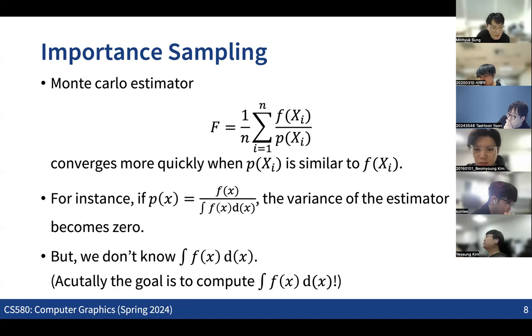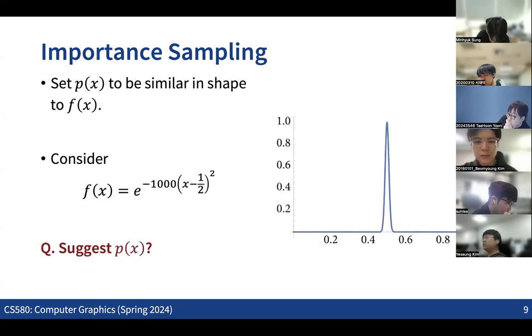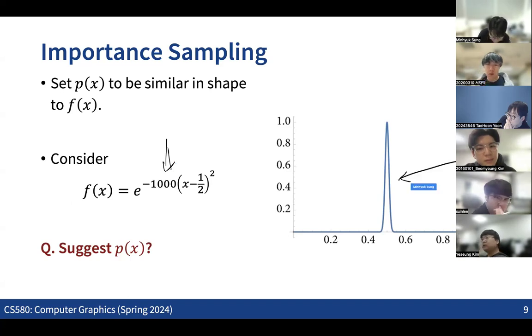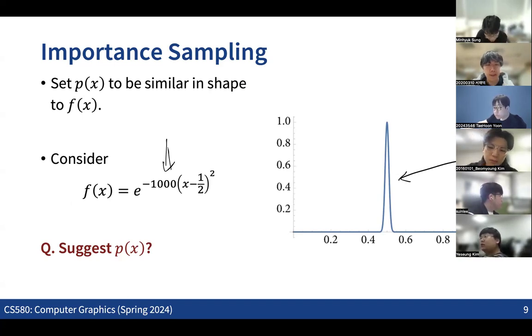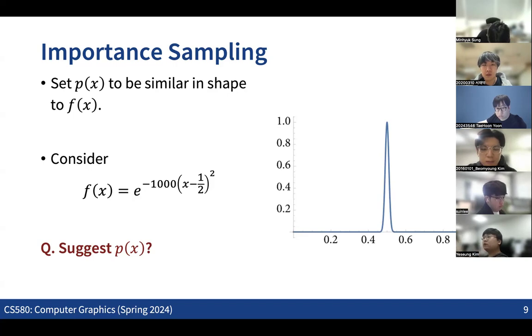So let's do a simple exercise with this kind of function. Let's say we have this kind of shape. Let's assume that we don't know the analytic form of this function. We just have a sense that the shape of the function will look like this. When you have this very weak information about the function, how can we define a simple probability density function that has a similar shape to this, in terms of decreasing the variance? Do you have any suggestions in terms of doing importance sampling for the PDF here?